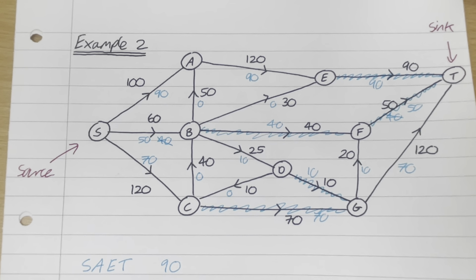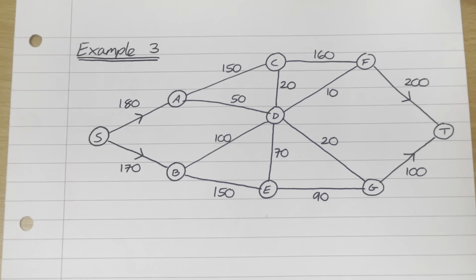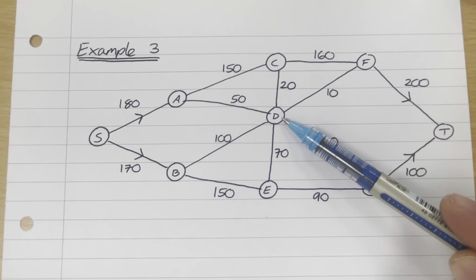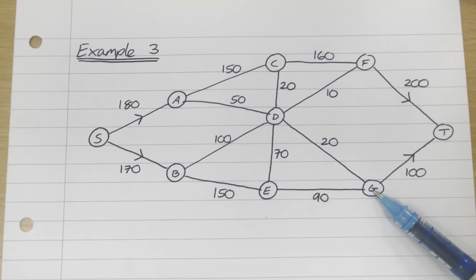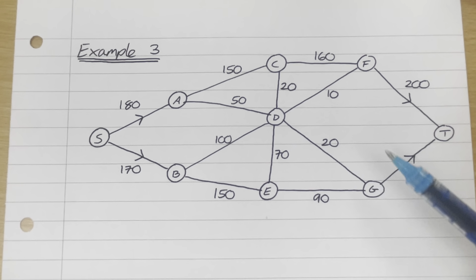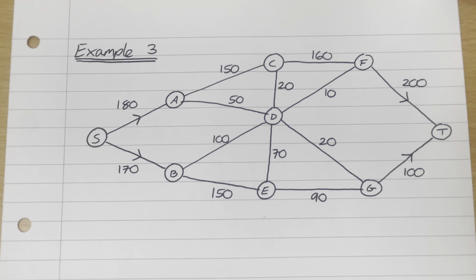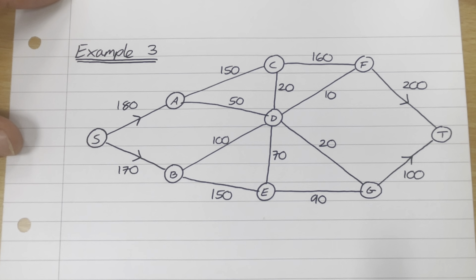Okay, and example number 3. Now this one is a tiny bit different to the other two in the sense that most of the arcs are not directed. That means fluid, in this case, can go either way. So we could have 20 units of flow going from D to G, or we could have 20 units of flow going from G to D, or anywhere in between. So it's just a few more routes that you need to consider to get the optimal flow through this network.